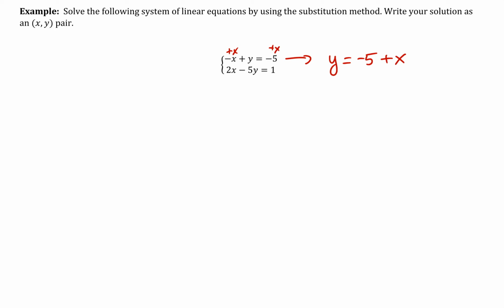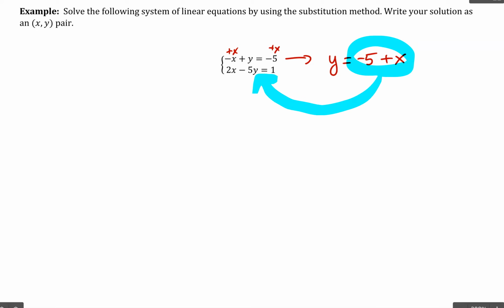Now is where we can do the substitution, because we know that y is this expression. So we can actually take this expression and plug it in for y right here. Let's do that. 2x minus 5 times, now instead of y, I'm going to put that expression in, -5 plus x is equal to 1. Now I have only x's in this equation, which is great, and now I can solve for x.